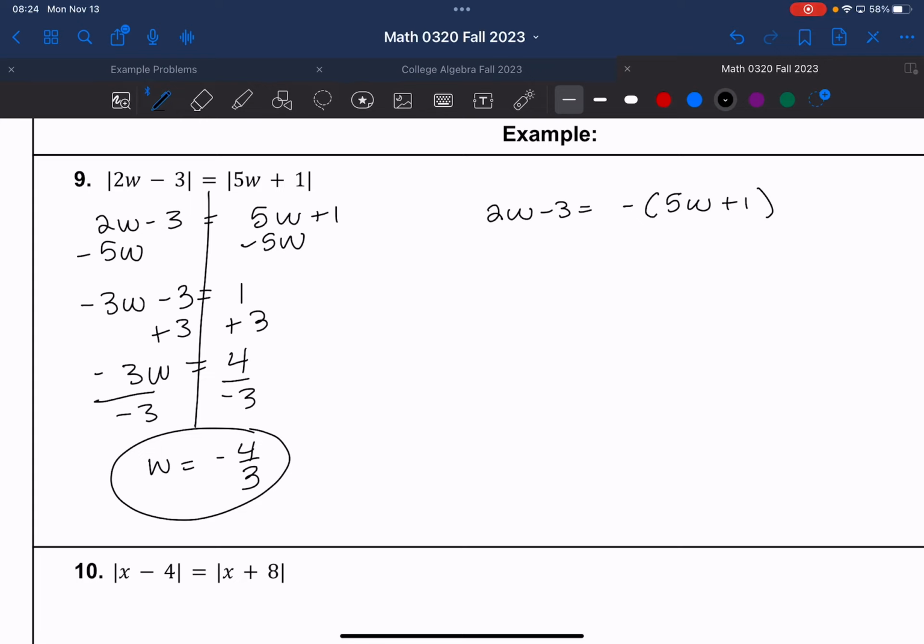Then we're going to do the same thing to the other equation, but before I do that, what am I going to have to do with that negative? Distribute. So it's going to change the sign of each of these. So I have 2w minus 3 is equal to negative 5w minus 1.